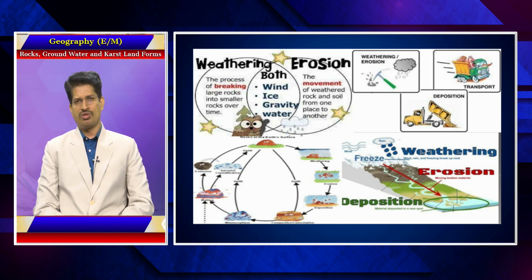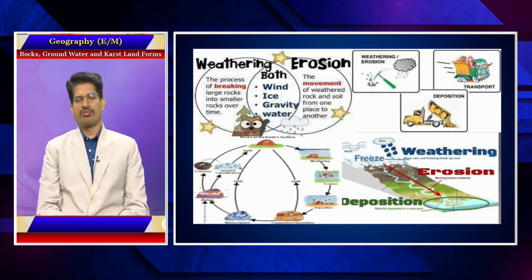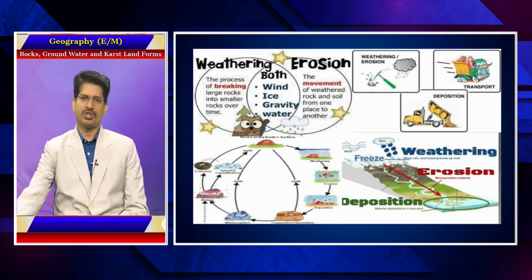Even apart from these three factors, there is a phenomenon known as mass wasting. Mass wasting means that because of gravitational force, larger rocky particles or soil, because of the slope gradient, are subjected to gravity and fall down from a higher elevated region. Because of these phenomena, weathering and erosion are being subjected.